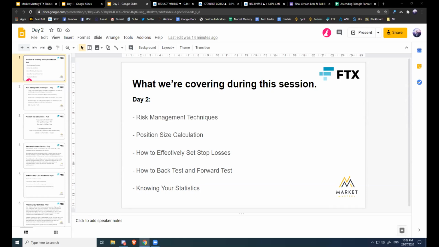We're going to go over the position size calculator in a little bit more depth. We touched on it in the last session just briefly, but we're going to do that properly tonight. We're going to go over effectively setting stop losses and the different methods that you can use to set stop losses. Troy's going to go through back testing and forward testing as well, and knowing your statistics.